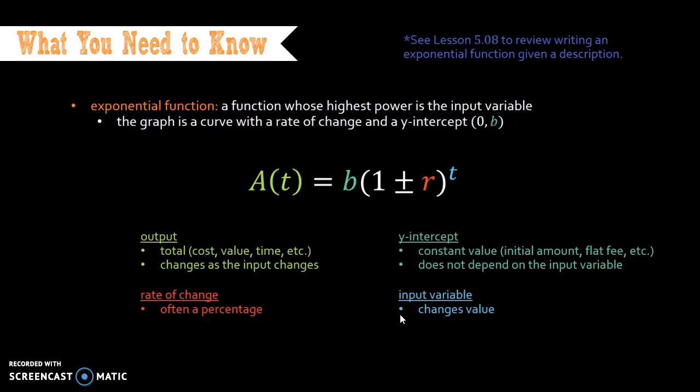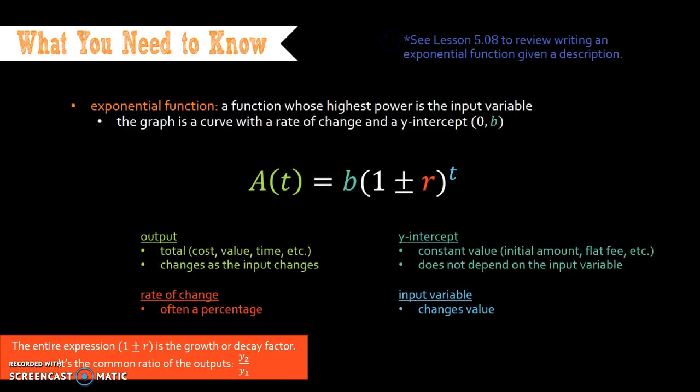If you're having trouble with your exponential functions, you might want to go back to lesson 508 to review writing an exponential function given the description of that situation. And then just a reminder that the entire expression inside the parentheses right here, 1 plus or minus r, is called your growth or decay factor, and it's the common ratio of the outputs. So it tells you how you're multiplying or dividing as you move from output to output. You take your outputs and divide them to find that relationship.